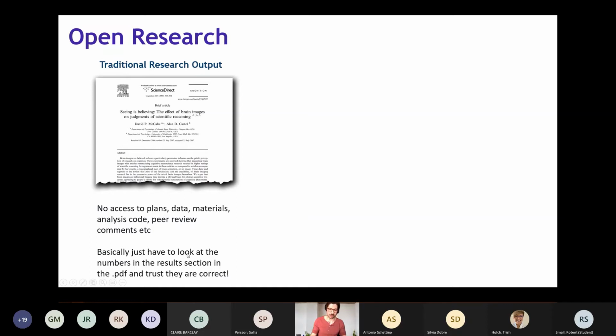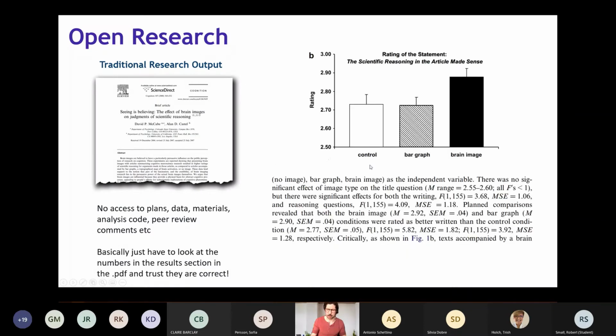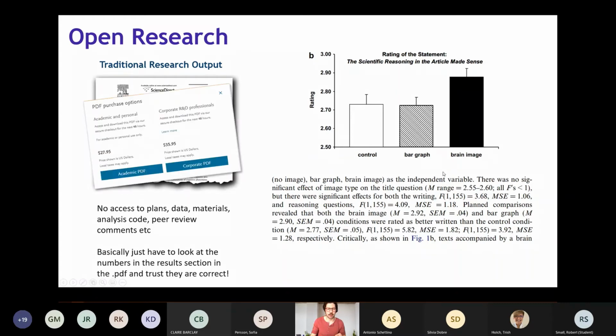So looking at the numbers in the results section of this document. In this particular example, we don't even have p-values. It's just a graph and the F-values and mean standard error from the ANOVA. So that's all we have to go off to judge what they did and what the results of their research are, and whether it was all done properly and correctly. And that is even if you have access to the actual article itself. If your university library doesn't subscribe to the journal, perhaps you only have access to the abstract.